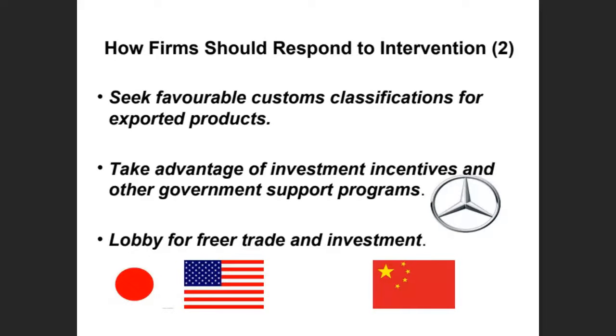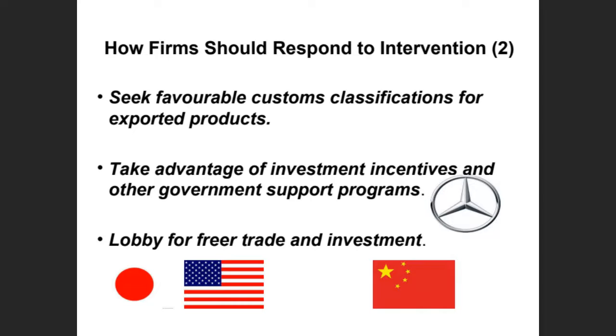Take advantage of investment incentives and other government support programs. So obtaining local economic development incentives from both home and host country governments is another approach to reduce the cost and risk of trade and investment barriers. The examples of Mercedes and Siemens were already discussed before.